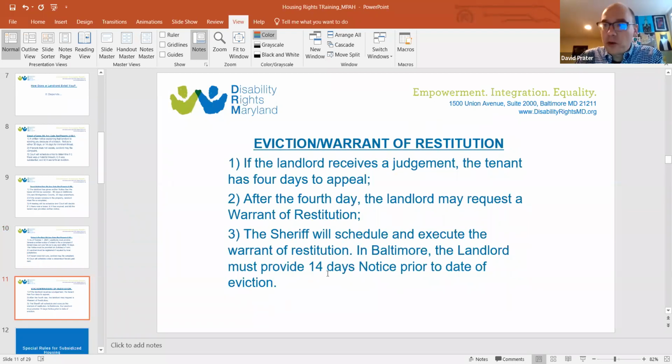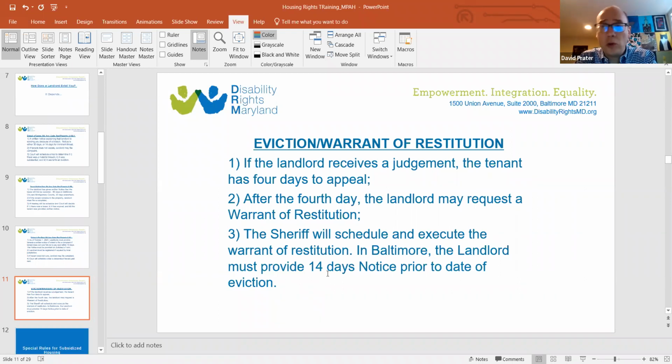So after the trials are held, that's the last step in each of those actions. If the landlord receives a judgment for possession of the unit, the tenant then has 4 days to appeal that judgment. After the 4th day, the landlord may then request what's called a warrant of restitution. The warrant of restitution that a court orders is basically what allows the sheriff to go to the premises and physically evict a tenant.